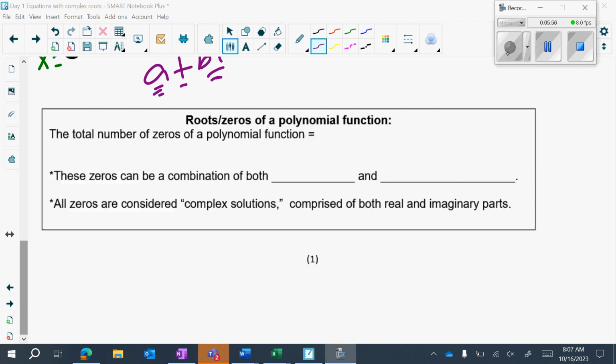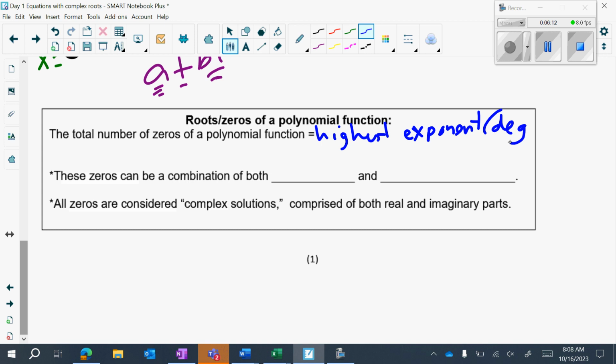So summing up what I just said, the total number of zeros of a polynomial function is equal to the highest exponent that you see in the function. And that highest exponent is called the degree of the polynomial. The highest exponent is the degree. That tells me the total number of roots. So above it was 4. These zeros can be a combination of both real roots and imaginary roots. And those all are called complex solutions because they are comprised of both real and imaginary parts.